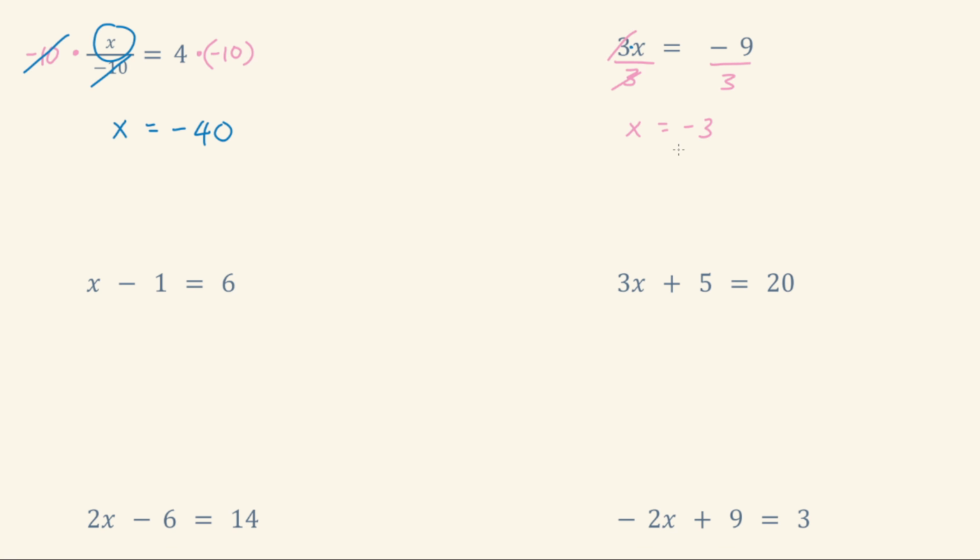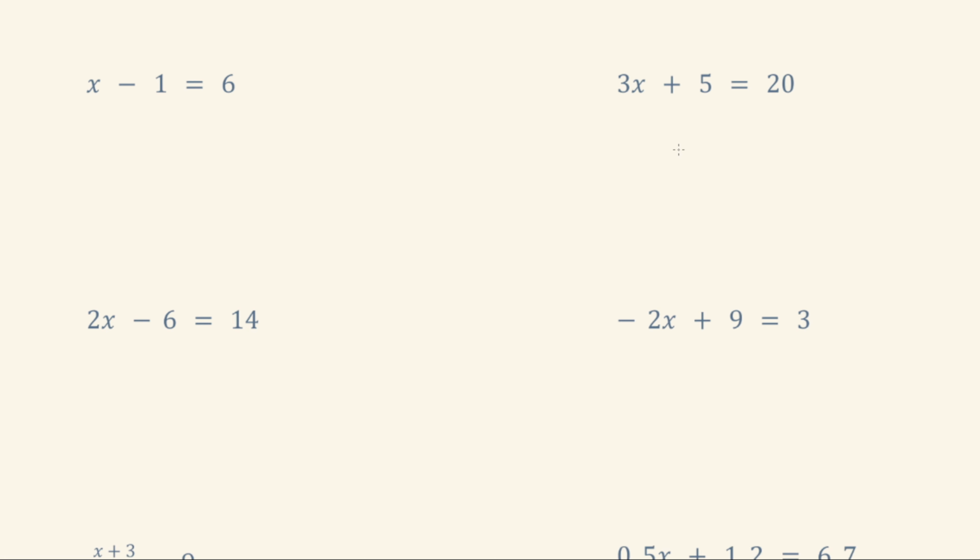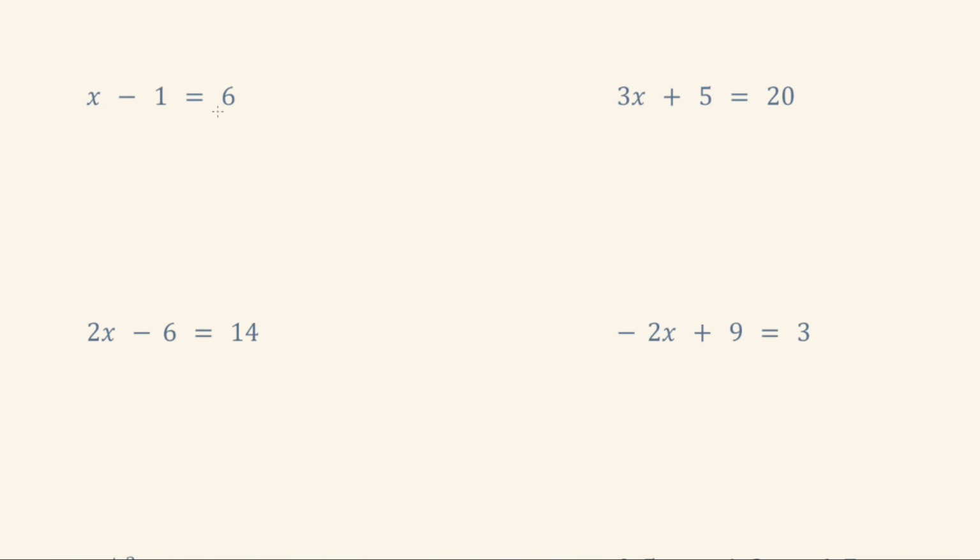All right, and we've got one last simple single step equation here. So we've got x minus 1 is equal to 6. So the opposite of subtracting 1 is adding 1. So we're going to add 1, plus 1 over here. These are going to go away. So x is equal to 7. So that's the first 25 questions.